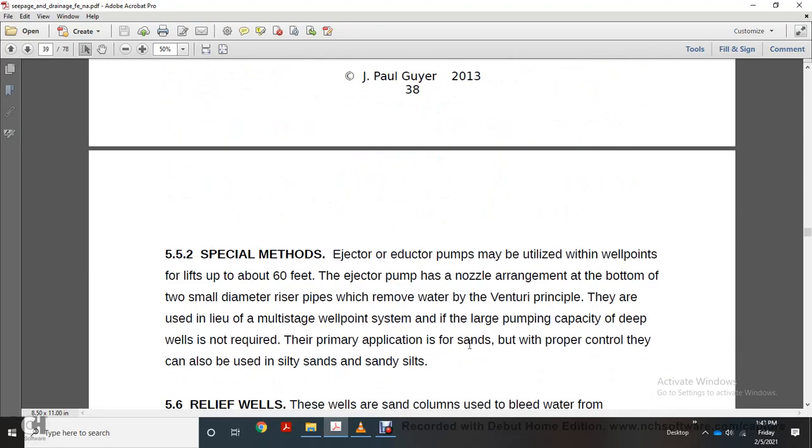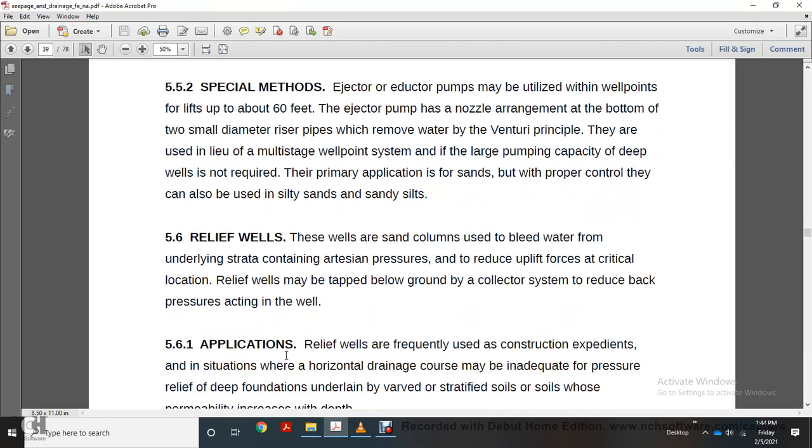Special methods. Ejector and eductor pumps might be utilized with well points to lift water up to about 60 feet. The ejector pump has a nozzle arrangement at the bottom with two small diameter riser pipes for the removal of the water, using the Venturi principle. They are used in lieu of multi-stage well point systems when the large pumping capacity of deep wells is not required. The primary application is for sand, but with proper control they can also be used in silts and sandy silts.